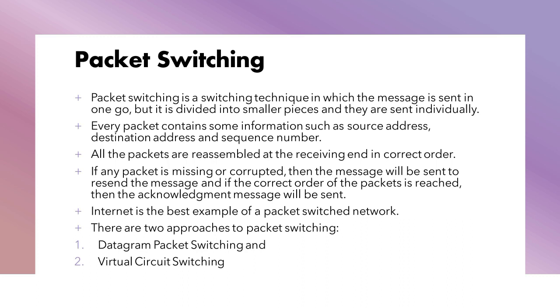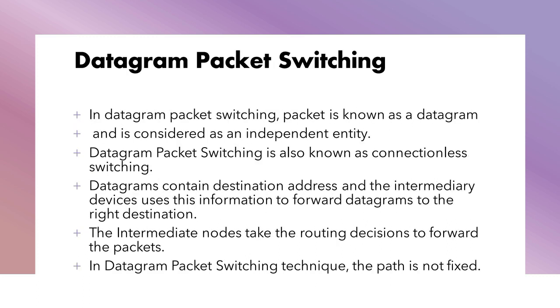There are two approaches to packet switching: datagram packet switching and virtual circuit switching. In datagram packet switching, a packet is known as a datagram and is considered an independent entity. Datagram packet switching is also known as connectionless switching. Datagrams contain the destination address and the intermediary devices use this information to forward datagrams to the right destination. The intermediate nodes take the routing decisions to forward the packets. In datagram packet switching, the path is not fixed.